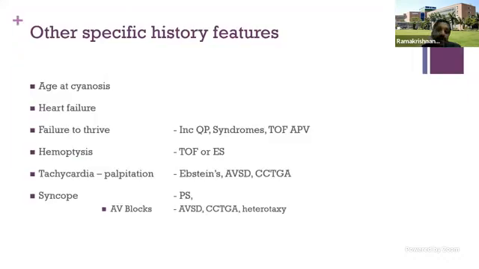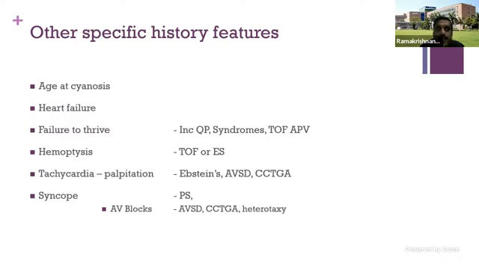Is it clear? These are the specific history features that suggest your diagnosis. So what is the age at cyanosis and what is the course of cyanosis? And then we'll go into the details later. And is there any heart failure present or not? And failure to thrive, if it is there, you think of increased QP and syndromes as well as TOF with absent pulmonary valve. Hemoptysis generally indicates TOF and Eisenmenger syndrome.